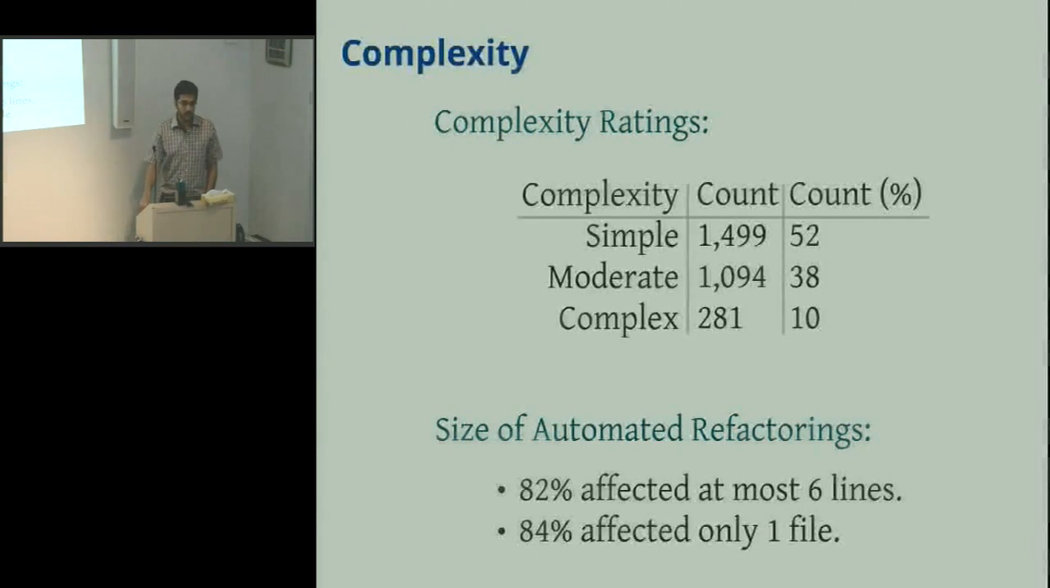So there could be several reasons for it. As I said at the beginning, there may not be enough opportunity for performing complex refactoring on the code. That could be one reason. And the other reason could be predictability: the tools for complex refactorings are not predictable enough, so they are less often used.